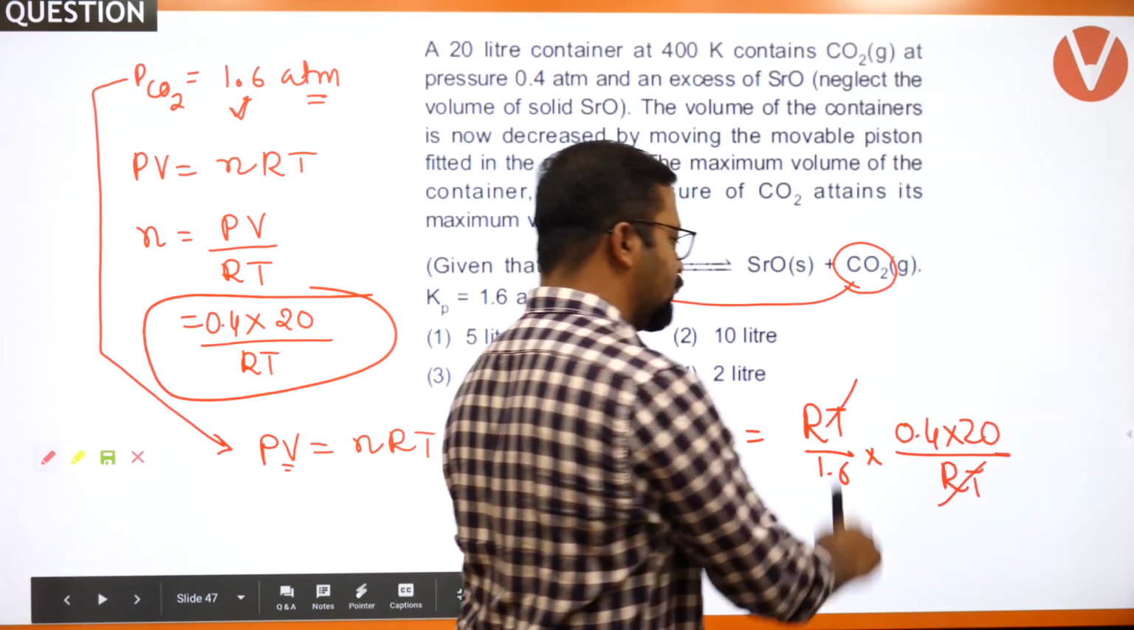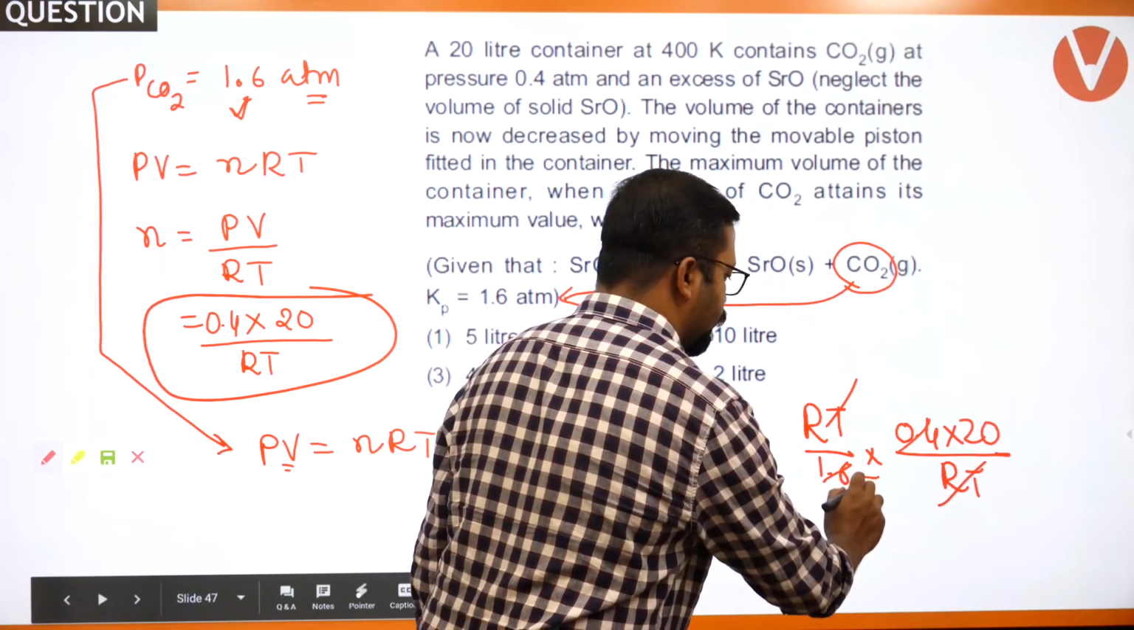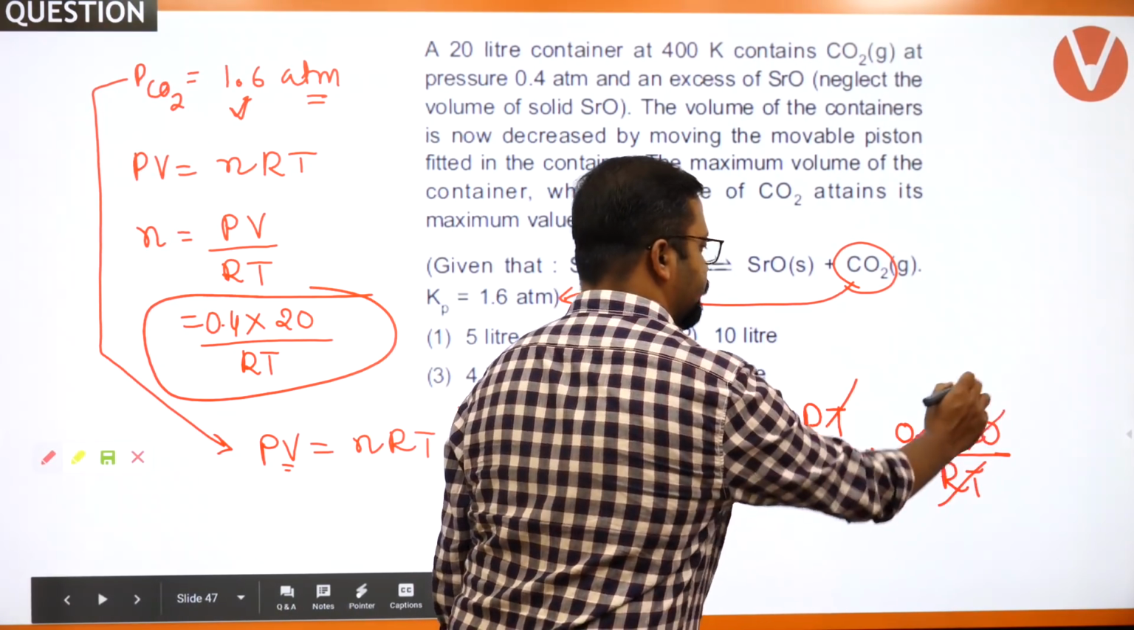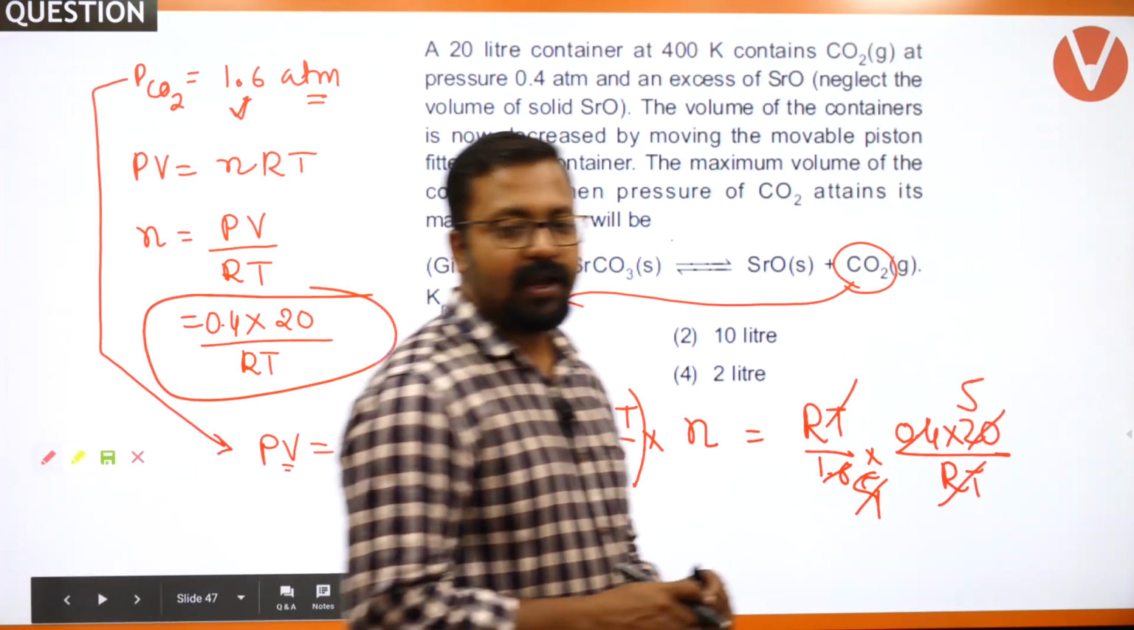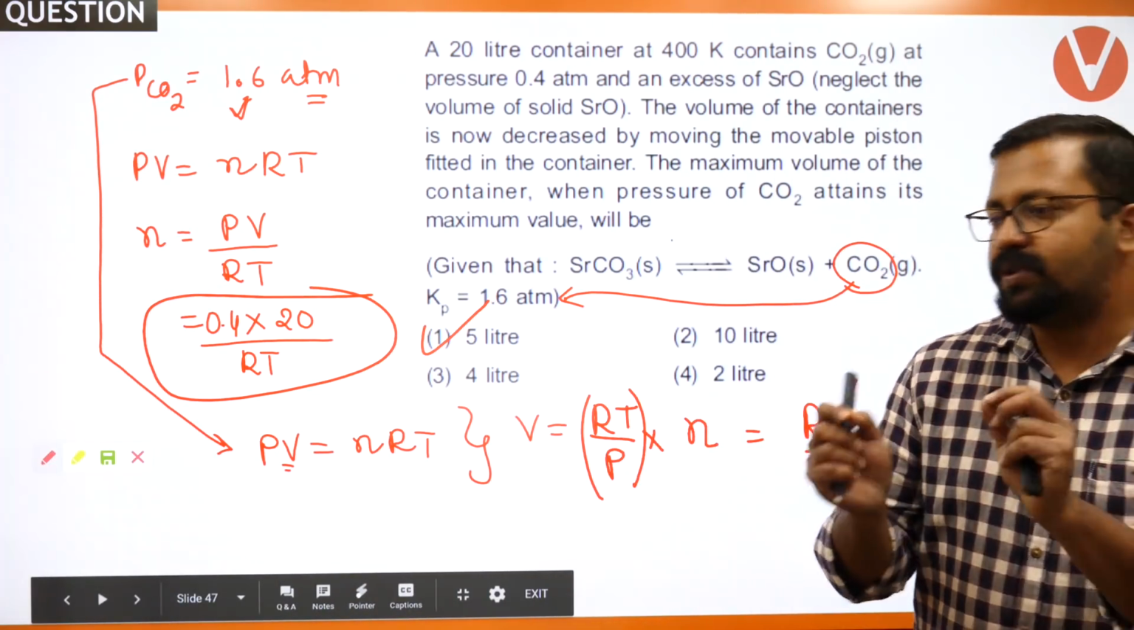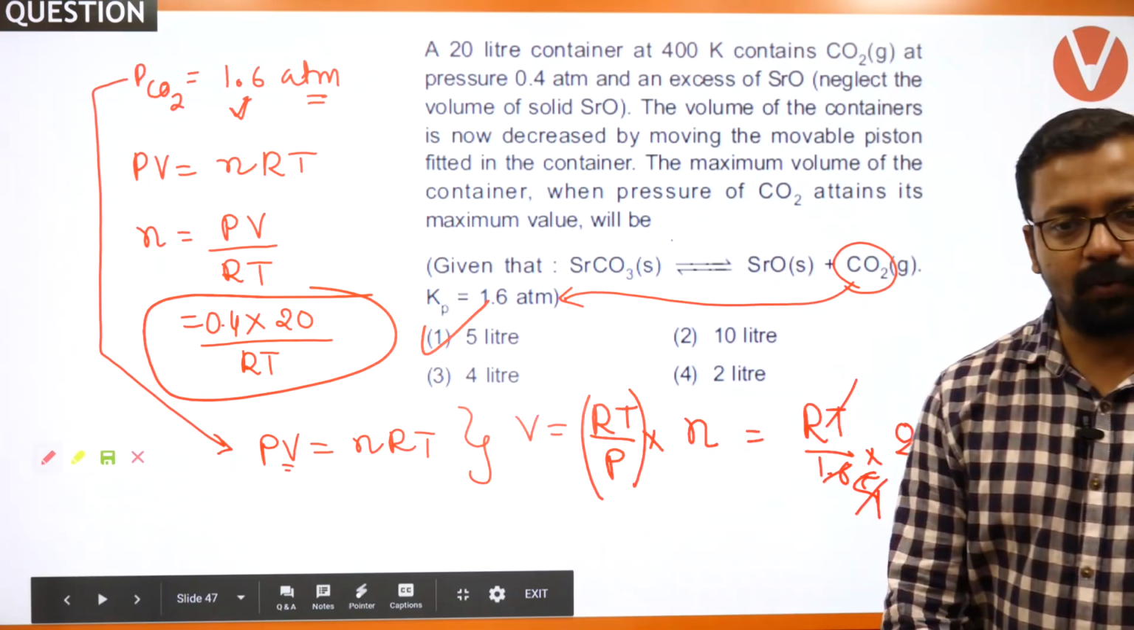This RT cancels out. This will become 4. This will become 5. So the answer should be 5. Okay. A slightly twisted question, but not a very difficult one to solve.